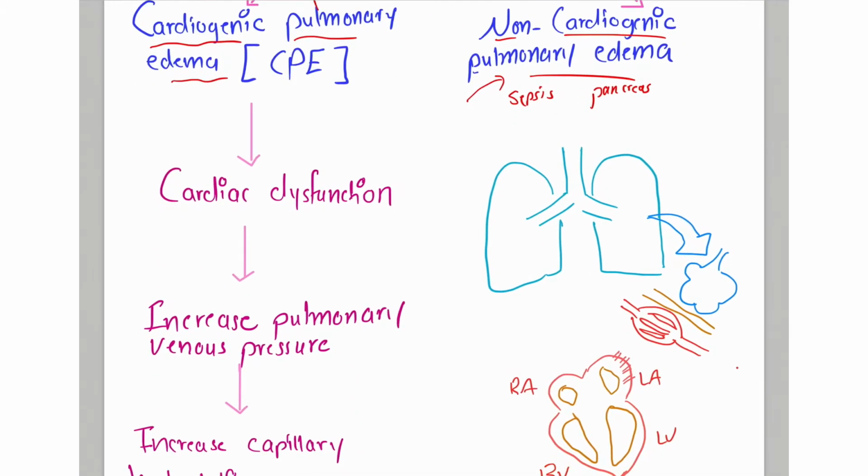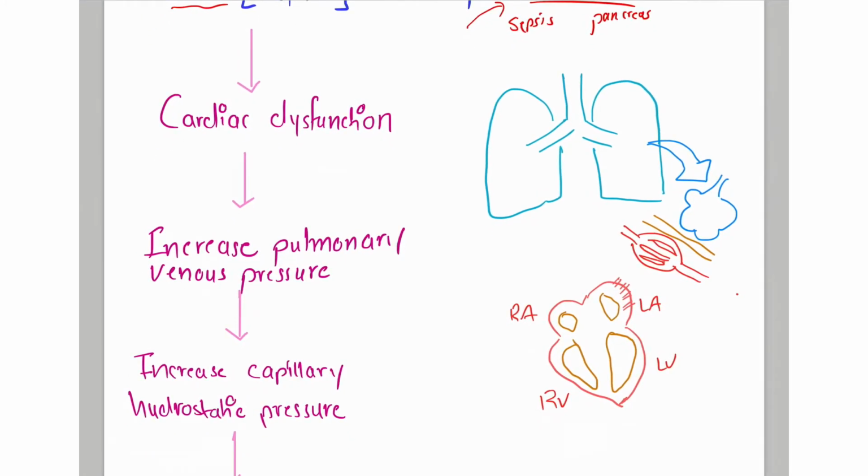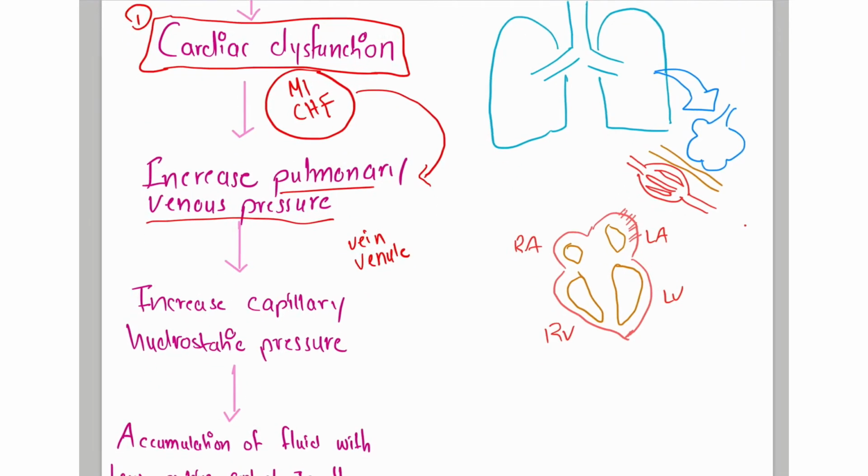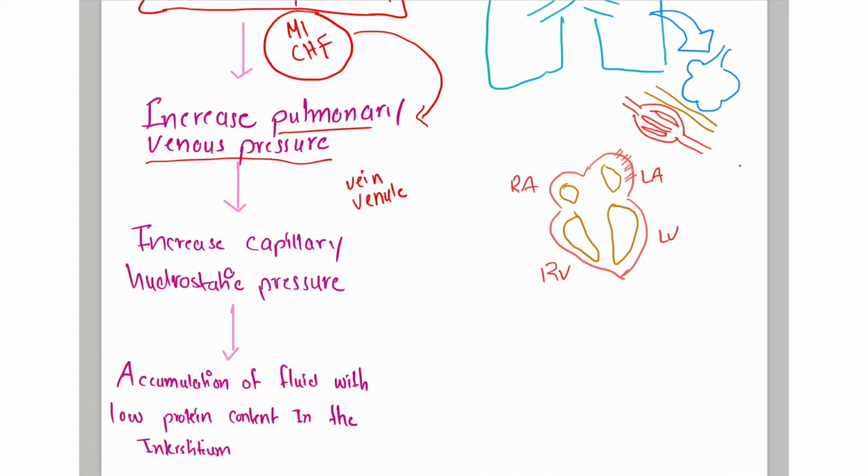What is the pathophysiology? Pathophysiology starts first with cardiac dysfunction، عندنا خلل بعمل الهارت whether due to MI, congestive heart failure, etc. بعدين راح ناخذ الكوزز. الكاردياك dysfunction will result in increase in pulmonary venous pressure، راح يصير زيادة بالبريشر inside the pulmonary veins and pulmonary venules. Increase in pulmonary venous pressure will result in increase in capillary hydrostatic pressure.